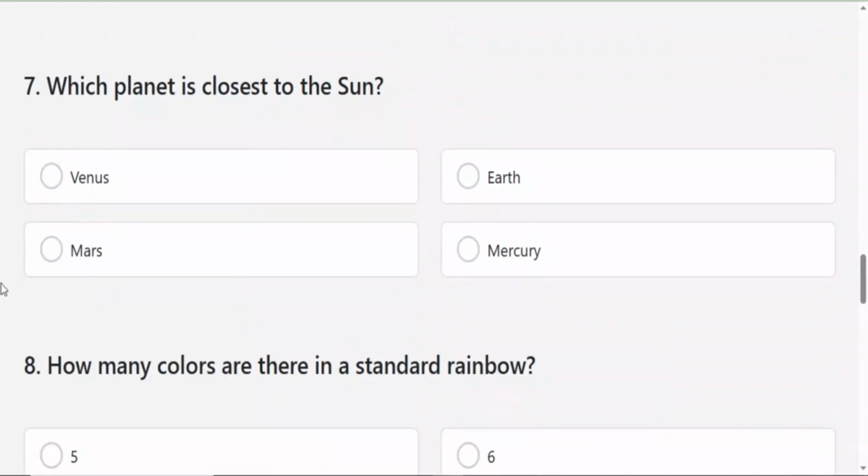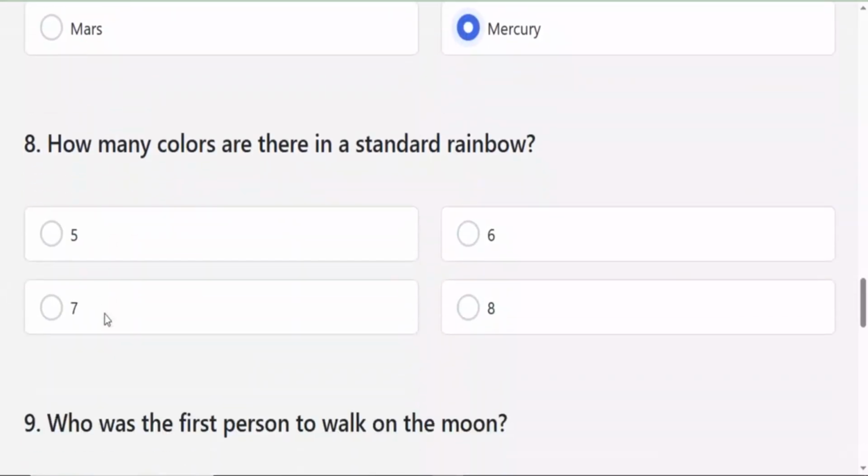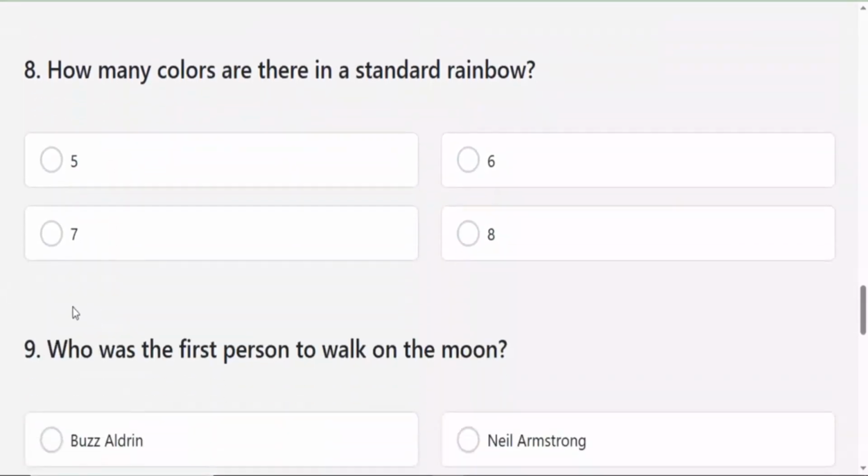Which planet is closest to the Sun? A. Venus. B. Earth. C. Mars. D. Mercury. Correct answer, D. Mercury.